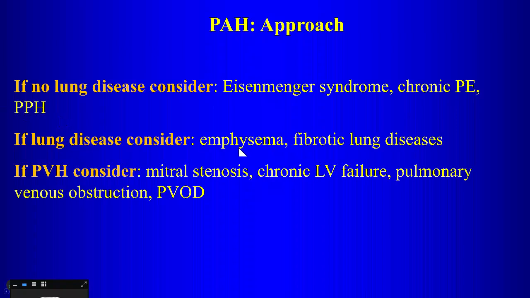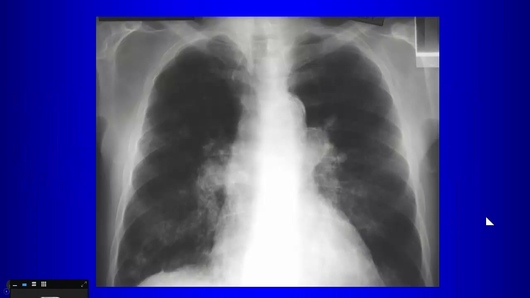Emphysema, COPD, is the most common cause of pulmonary hypertension in the United States. If there's fibrotic lung disease, then that's probably obvious on the chest radiograph, and we can talk about the differential of what it could be. If there's evidence of pulmonary venous hypertension on the chest radiograph, are there signs of mitral stenosis, chronic left ventricular failure? These other things are much more difficult to diagnose with chest X-ray, but these two are the more common things that you might see. Okay? So that's the approach from the chest radiographic point of view.